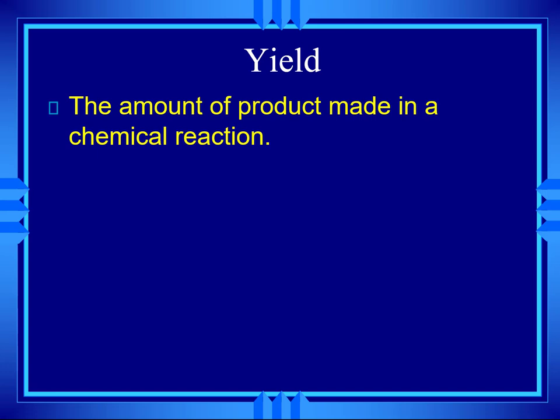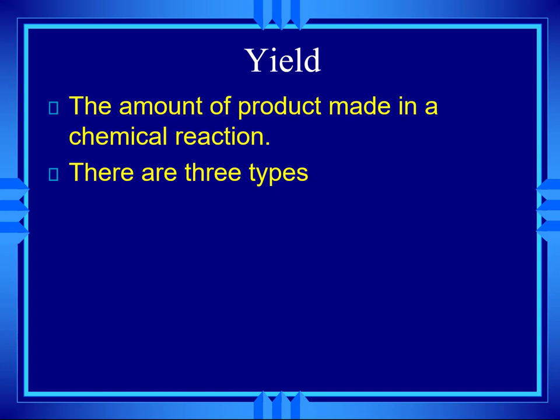Okay, so we're talking about yield in terms of chemical reactions. And we're going to talk about three types of product, not three ways of looking at the product. So three kinds of yield.